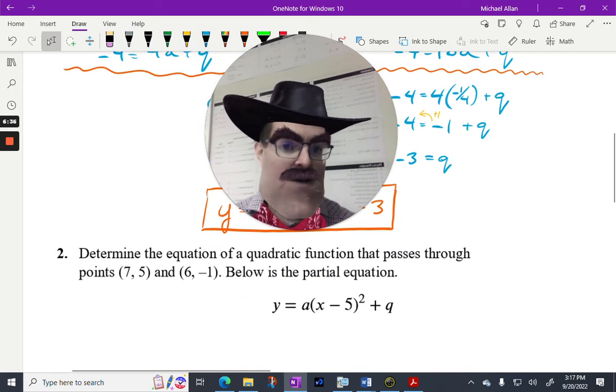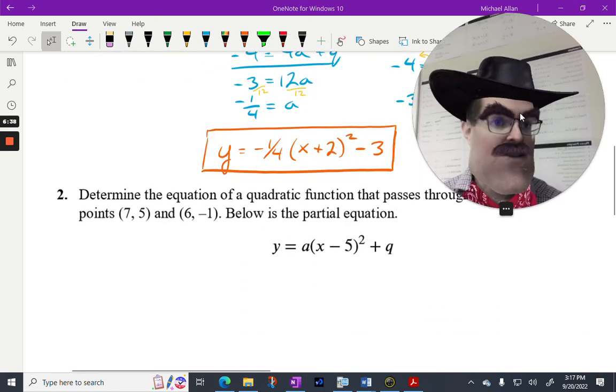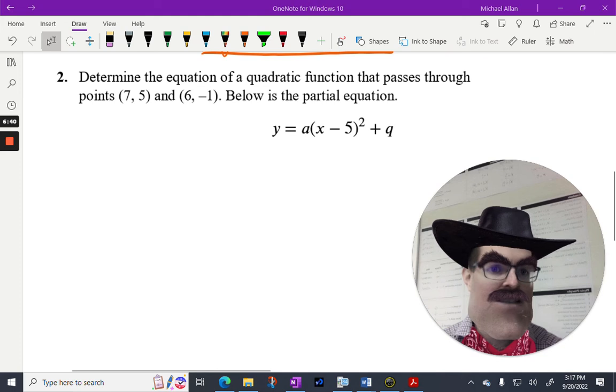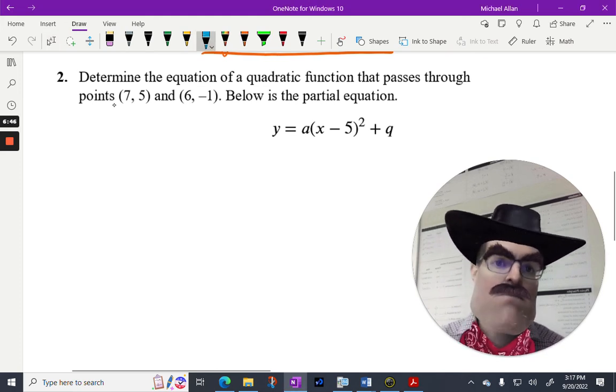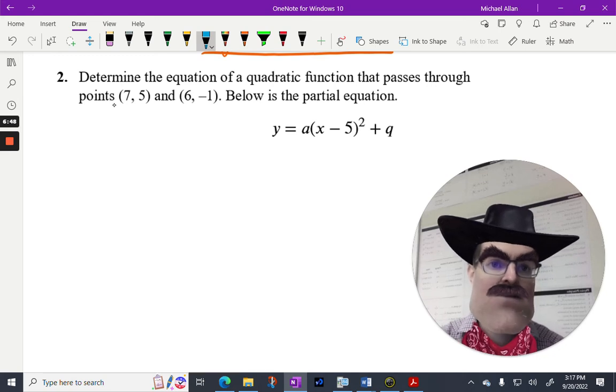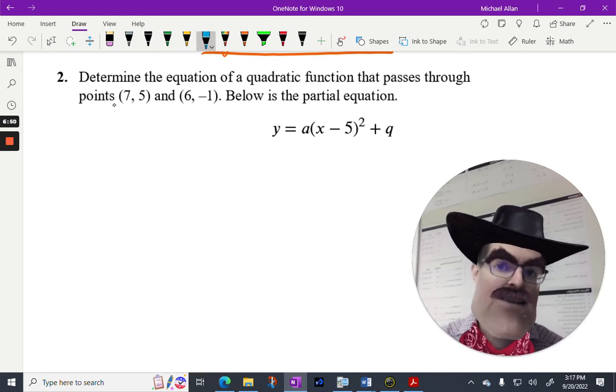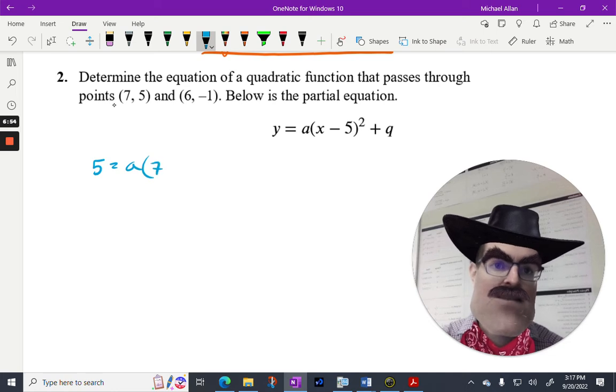So we're going to do the same thing with this next one, but this time they've just given us the p-value. They just said, oh, here's the minus 5, and here we have these 2 points. So we can put any one of these 2 points in. So if I put a 7 in, I need to get a 5 out. So I'll put a 5 here.